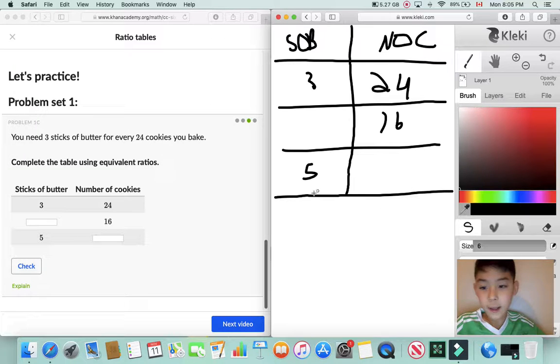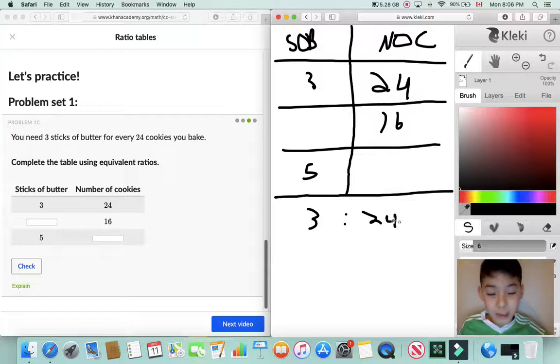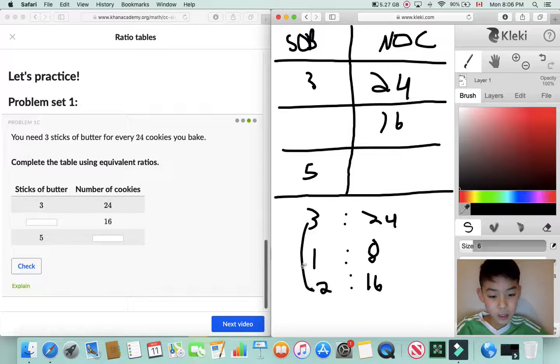Yeet. Okay, so basically it's 3 to 24. What's in common? They're both divisible by 3. Correct, you guys are so smart, big brains. 3 divided by 3 is 1. 24 divided by 3, what is it? If you said 8, you are correct. So there's 16 on this side, so let's multiply by 2 and we get 2. Perfect. 5 on this side, we can add these 2 to get this one.